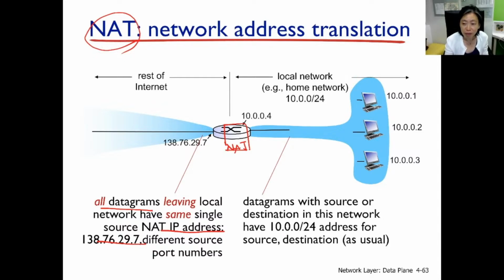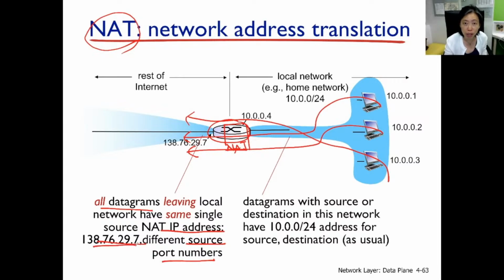Now if this host has a connection to go out, and this one has a connection to go out, and this one also has a connection to go out, each of these connections, so as not to collide with each other, will be assigned a new port number here, a different source port number. The source IP address is changed to the global IP, the real IP, and the port number is changed to a different number so that they don't collide with each other. So that is the general idea of NAT. We'll describe the detailed mechanism slightly later.